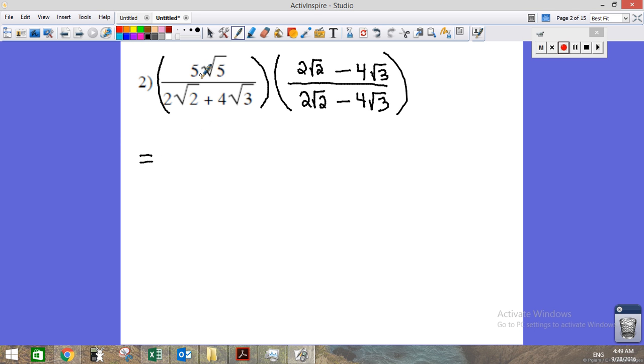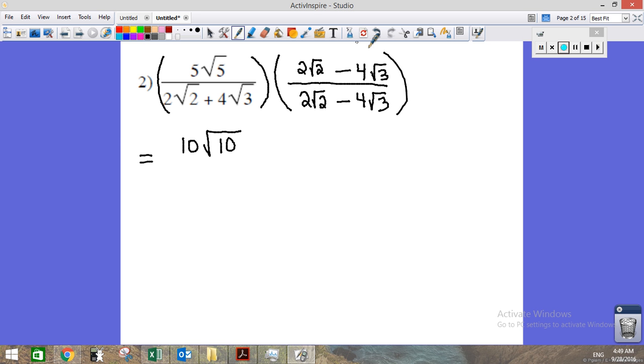Alright, now in the numerator I can just distribute. I can take this 5 radical 5 and multiply it by the 2 radical 2. So I can multiply the numbers on the outside of the radical, 5 times 2, and get 10. And then I can multiply the numbers underneath the radical, 5 times 2, and get a 10, but it has to be underneath the radical.